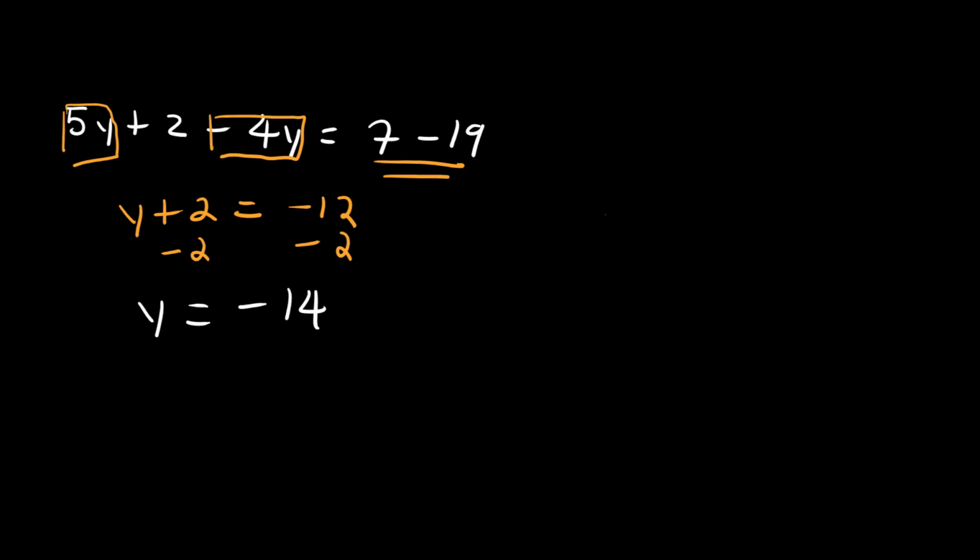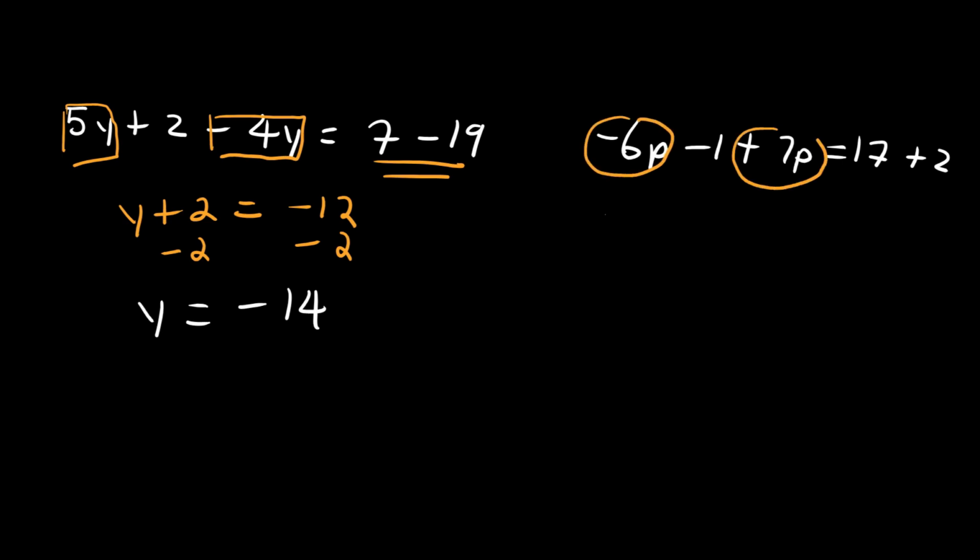Try this one. Negative 6p minus 1 plus 7p equals 17 plus 2. Let's try to find like terms. Negative 6p and positive 7p are like terms. If we combine them, that will be minus 1 plus p equals 17 plus 2, which is 19 on this side. Let's add 1 and let's add 1 over here. That will be a total of 20. So p equals 20. Now try solving this one.